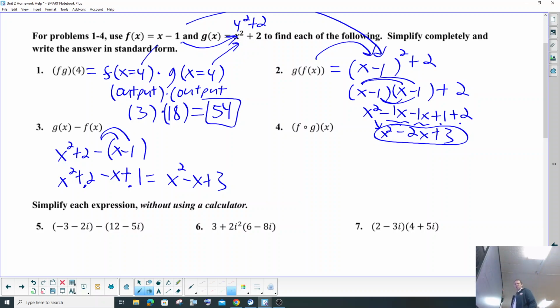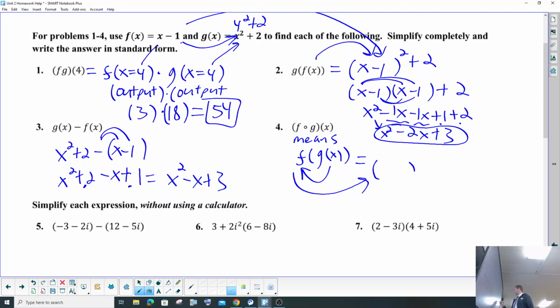So what do you think (f∘g) means? You got to remember what that means. So that means a composition. So this means it wants you to go f of g of x. And so f of g of x also means you want to take the function g and plug it into f.